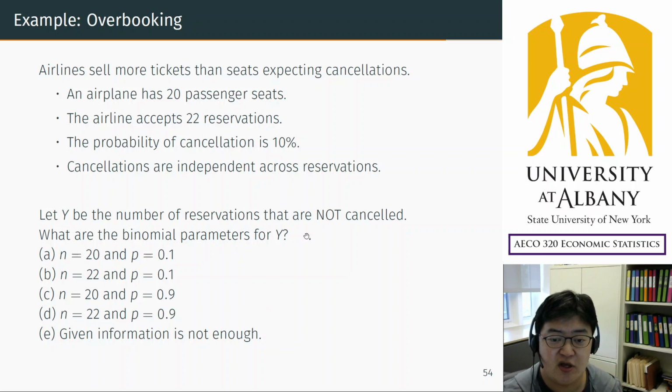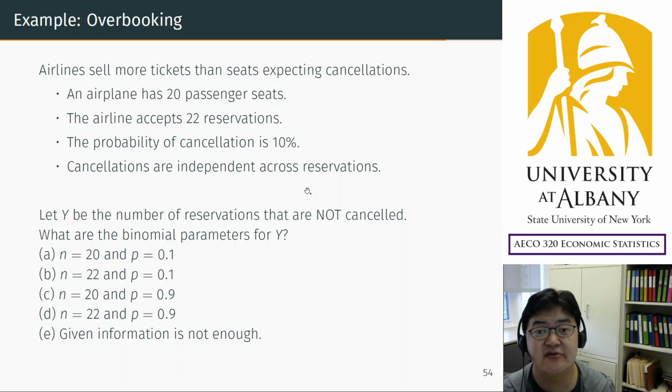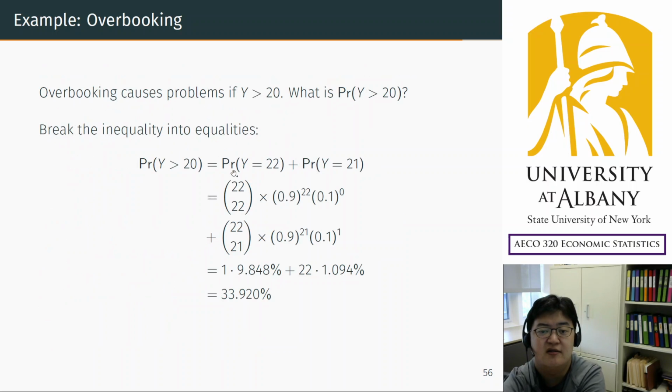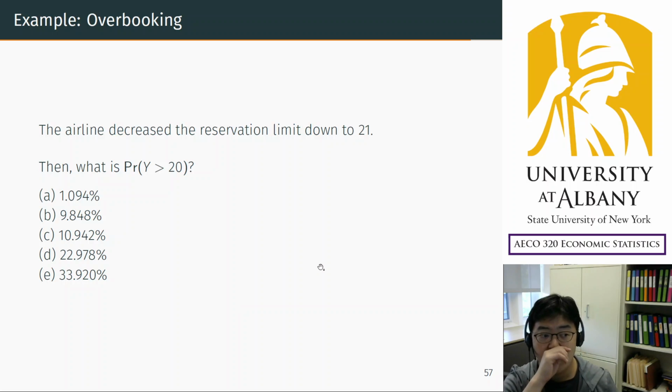Okay, this is the last video for this chapter, and we will continue the example we considered in the previous video. In the previous video, we considered an example of overbooking, where there are 20 seats, but the airline company accepted 22 reservations. The probability of an overbooking problem is nearly 34%.